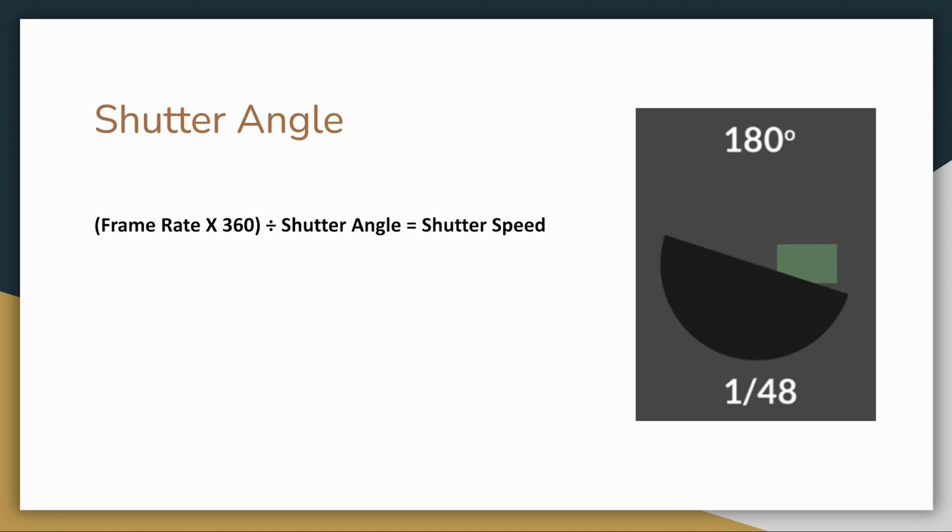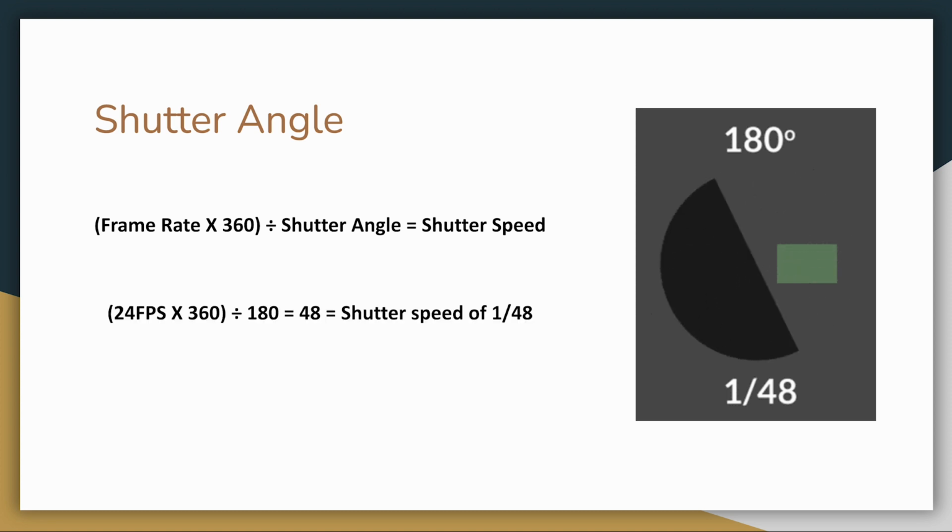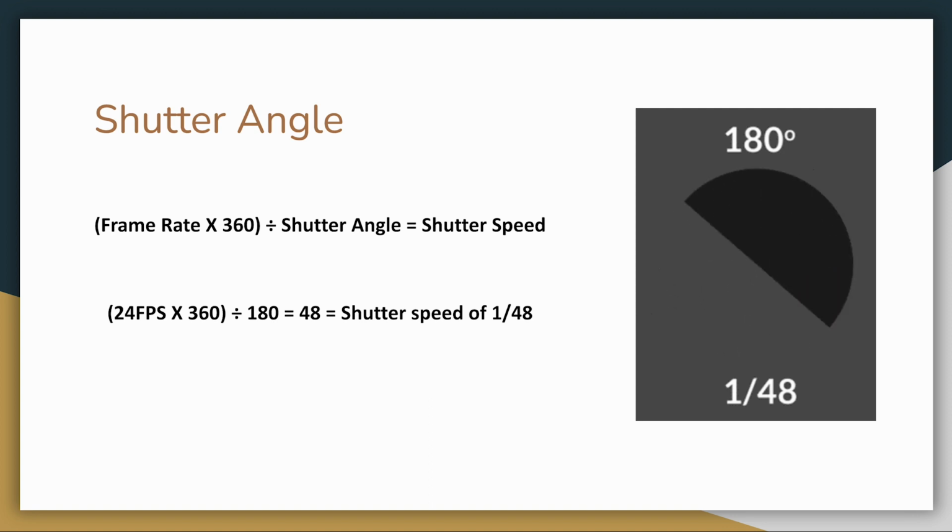So for this example, we'll do a project of 24 frames per second, and we want to have a shutter angle of 180, which gives you 48, which gives you a shutter speed of 1/48. Another thing, most cameras won't let you input the exact shutter speed that you want. So for this example, you would do 1/50, since it's the closest to 1/48.